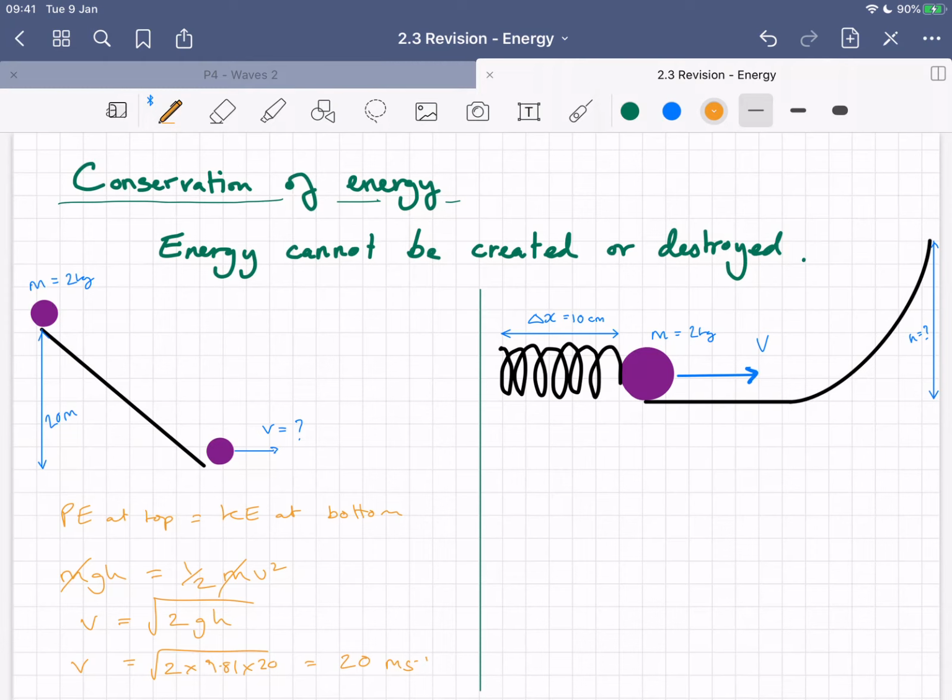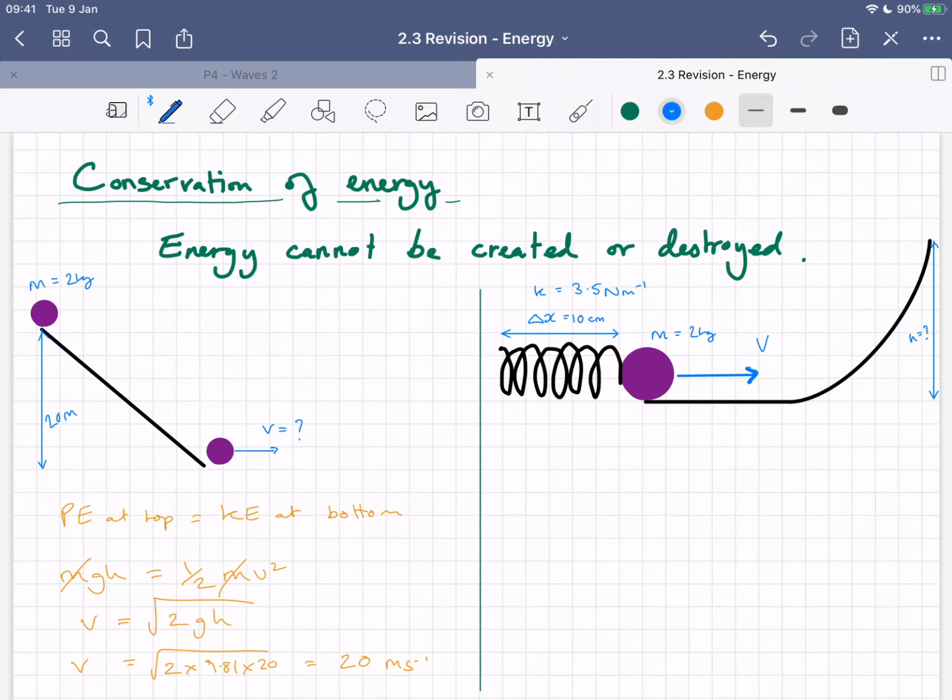Right then, now another example, just the same thing, is we've got a spring and the spring is compressed. It's compressed by 10 centimeters and it's going to launch this ball here up this ramp, and I want to know how high this ball will go. Now, there's a bit of information missing from this, okay, and that is the spring constant. So let's say the spring constant is, I don't know, 3.5. So say the spring constant of my spring is 3.5, and the units of the spring constant are newtons per meter.